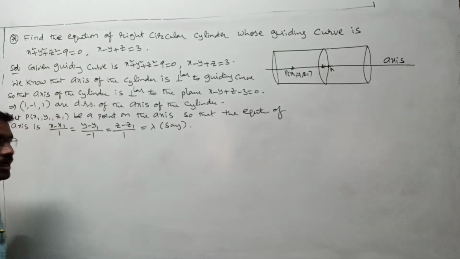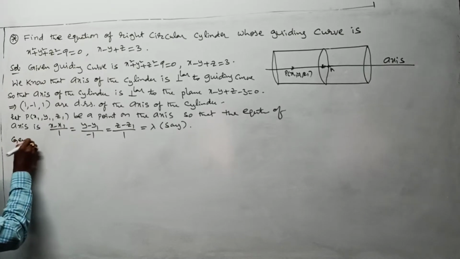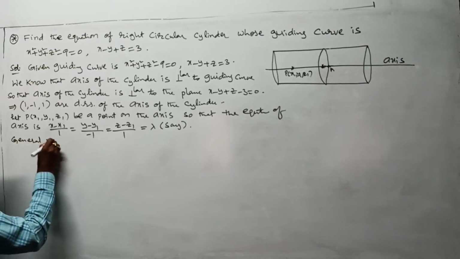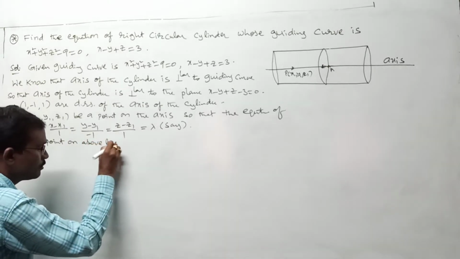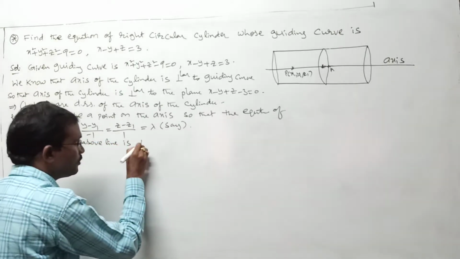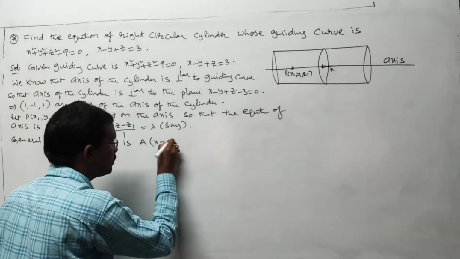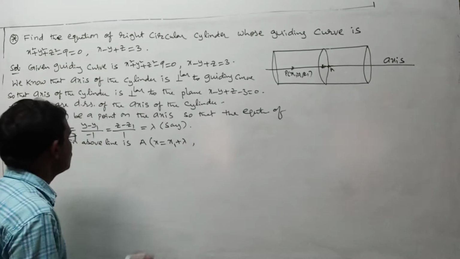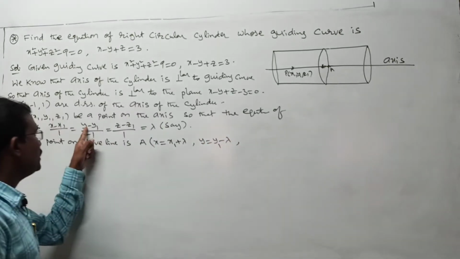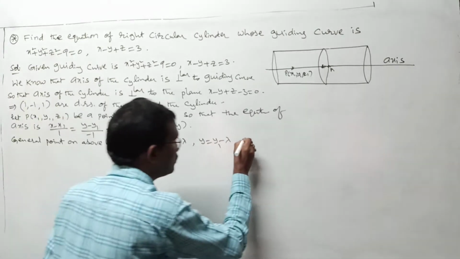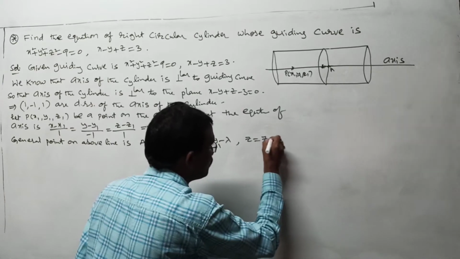See, now define a general point on this line ma. The general point on the above line is, yes, I am denoting that general point with capital A. It is what ma? X is equal to x1 plus lambda, y is equal to y1 minus lambda, z is equal to z1 plus lambda.